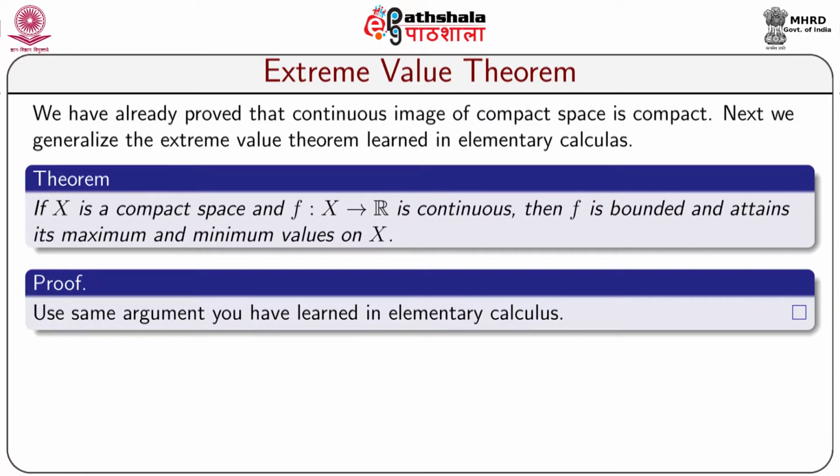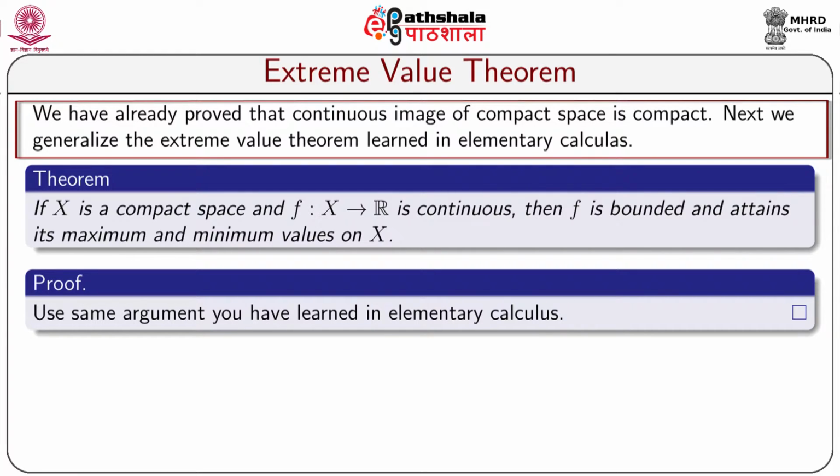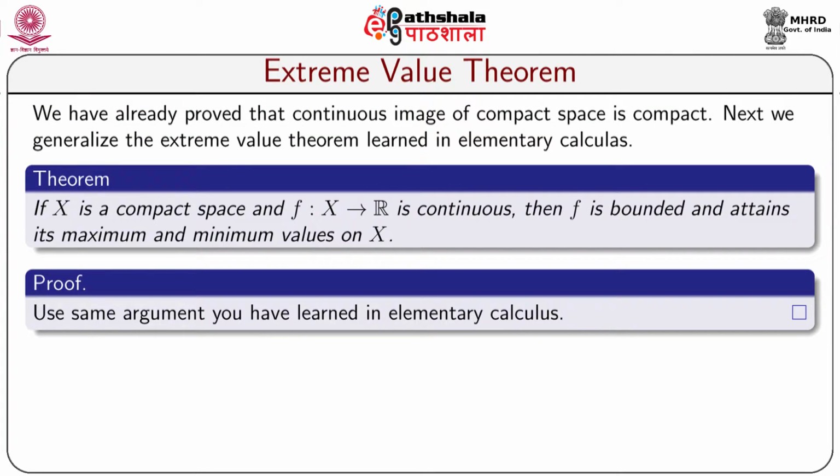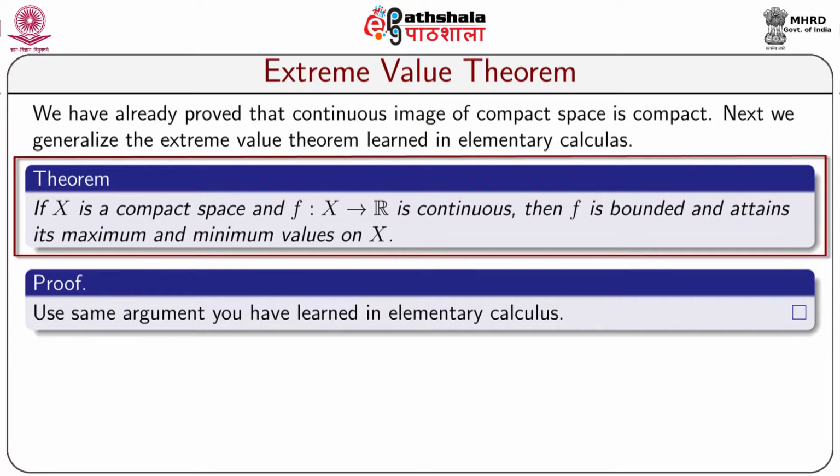Next, we state another very important theorem which is called the extreme value theorem. We have already proved that continuous image of a compact space is compact. This helps us to generalize the result from elementary calculus. If X is a compact space and f from X to R is continuous, then f is bounded and attains its maximum and minimum values on X.